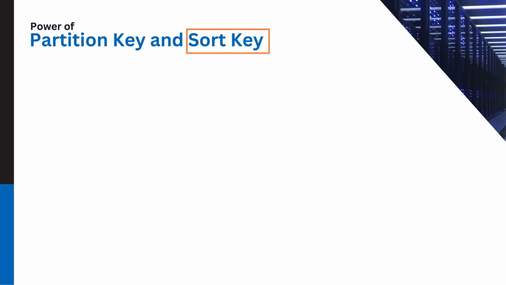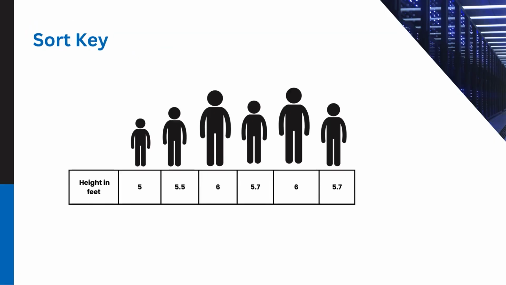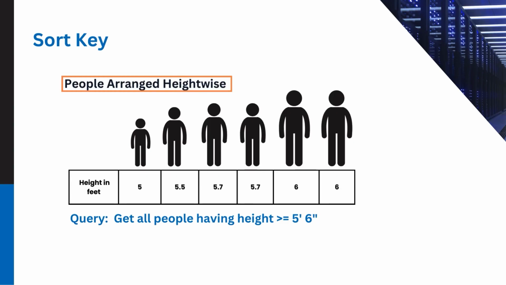Now let us talk about sort key. Imagine you have a group of people standing in a queue. Now you need to pick out the ones who are tall enough for a spot, let's say with a height greater than 5.6 feet. If the people in the queue are not arranged in any specific order, you will have to check the height of each person individually, one by one, to find those who meet the height requirement. This is a time-consuming process because you are going through the entire queue. Now let's consider a situation where the people are already arranged by height, from shortest to tallest.